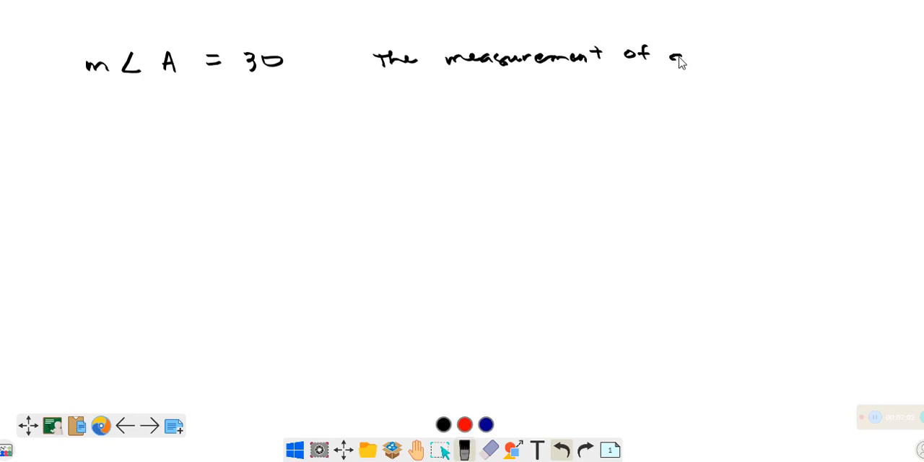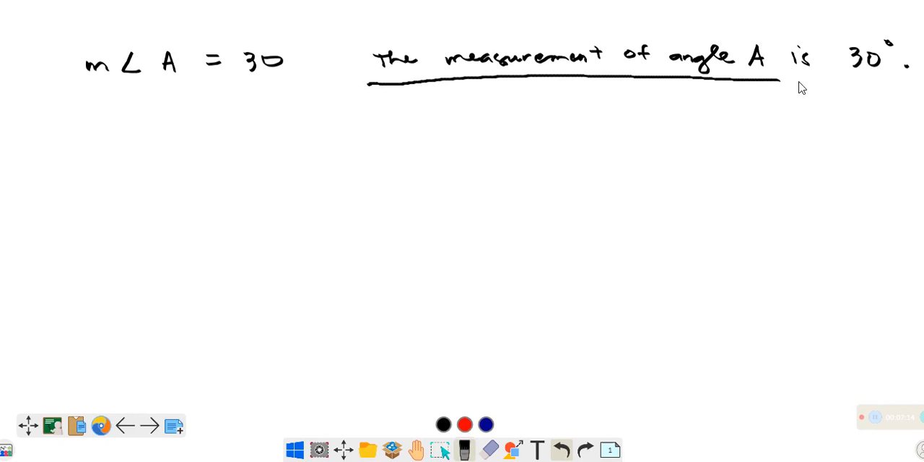of angle A is 30 degrees, right? So, this satisfies the properties of a proposition. So, declarative statement siya, and then you can determine its truth value. Pwede mong malaman kung true siya or false.